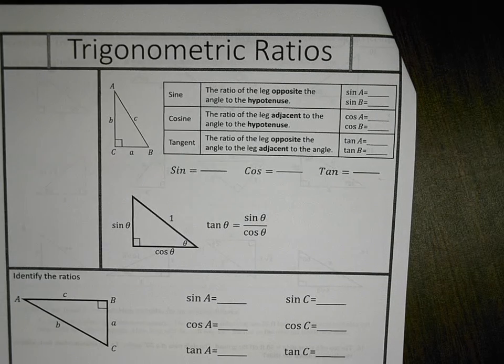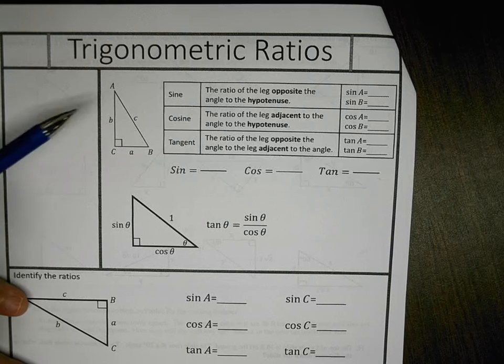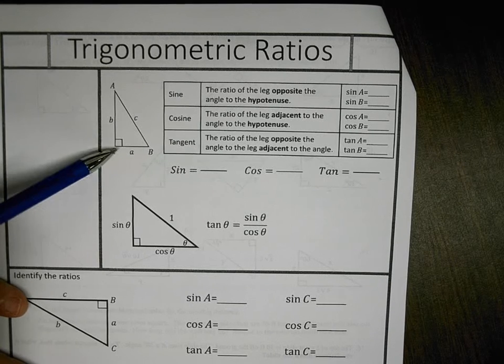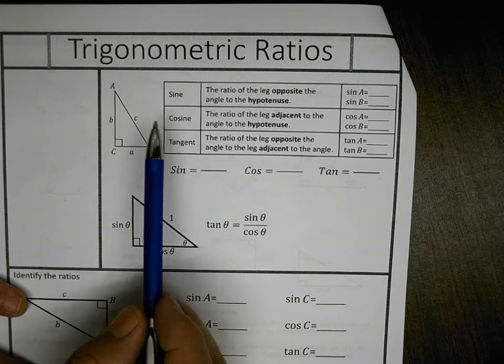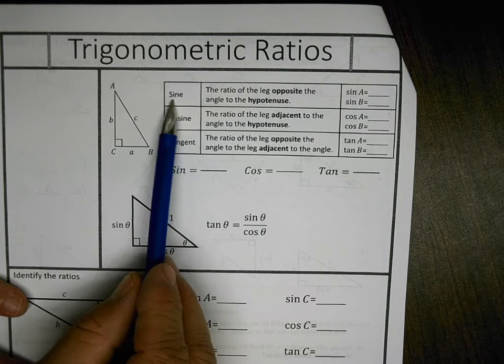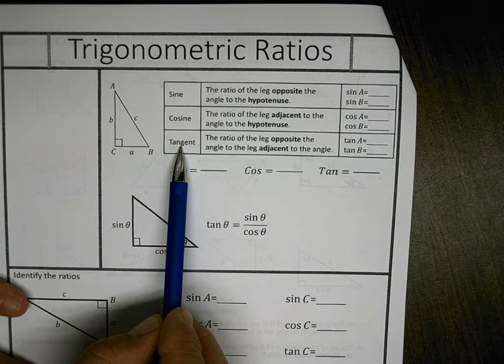Unit 7.3, trigonometric ratios. As we just talked about, anytime we have a right triangle, there is a ratio between any two sides of that right triangle. So we have names for these ratios. This is sine, cosine, and tangent.